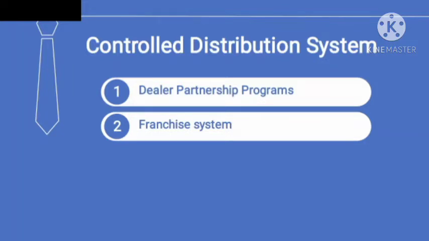The franchising system involves a contractual arrangement between a franchisor, which are the manufacturers, and a franchisee, which are the retailers, which allows the franchisee to conduct business under an established name and according to the given pattern of business by the manufacturers.